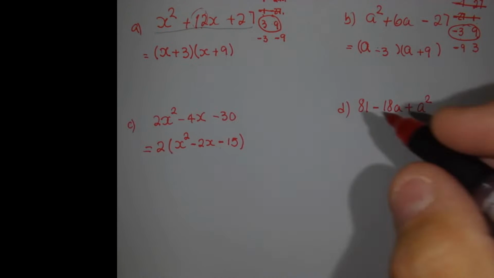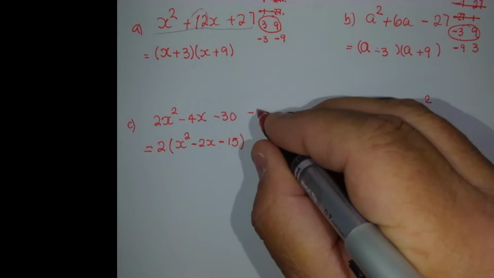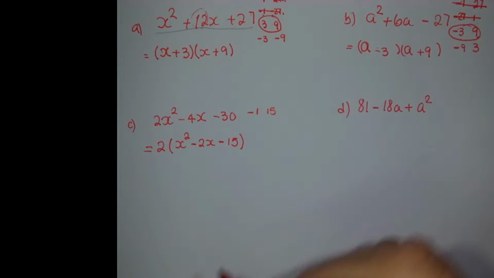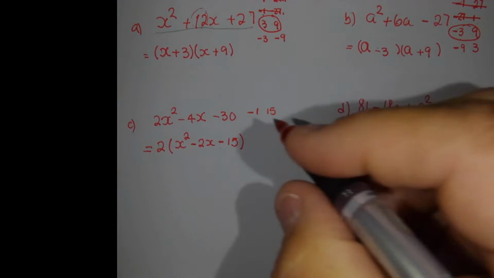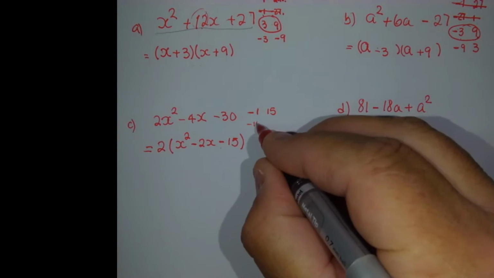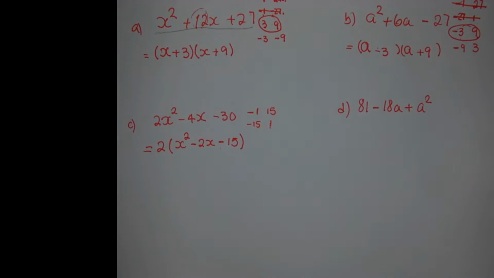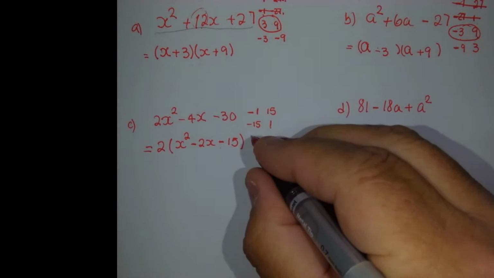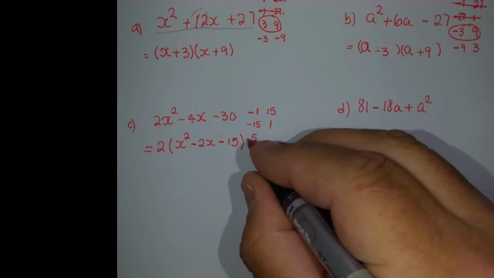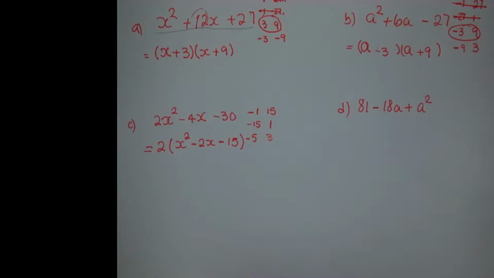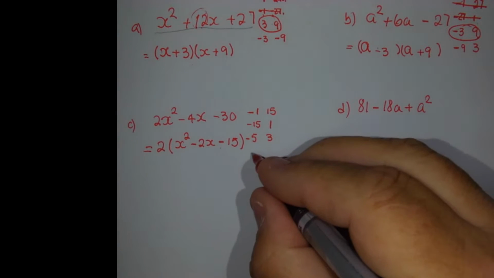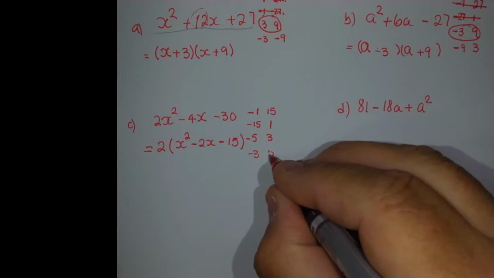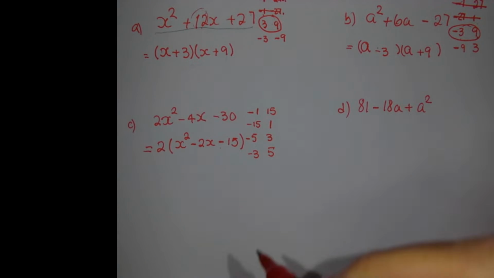Okay, so let's go through the motions. My values here will be minus 1 and 15, because multiplied together that will give you minus 15. But it could also be minus 15 and 1. It could also be 5 and minus 3, or minus 3 and 5. Is there any other pair of integers that multiply to negative 15? Not that I can think of, so I'm going to work with the pairs that I've got.